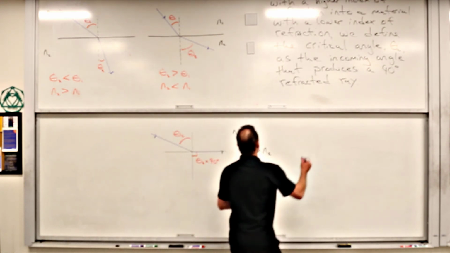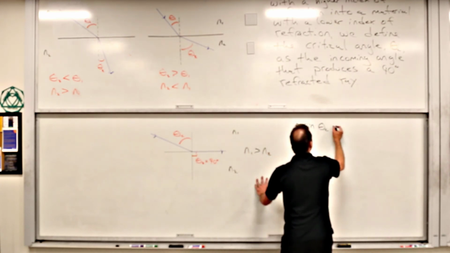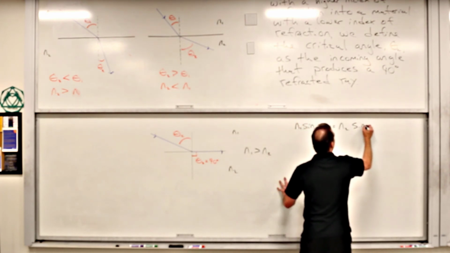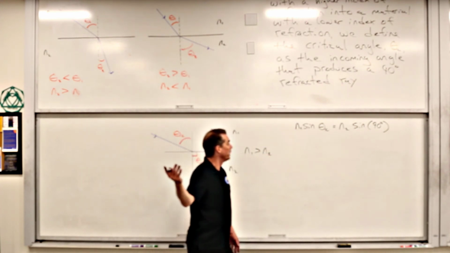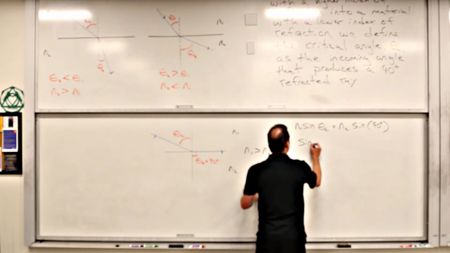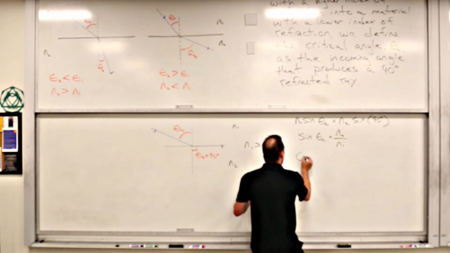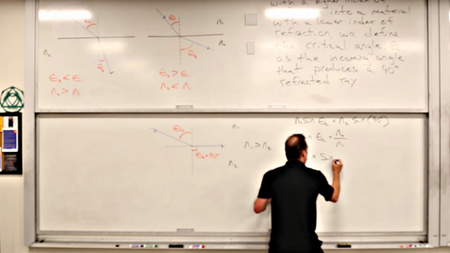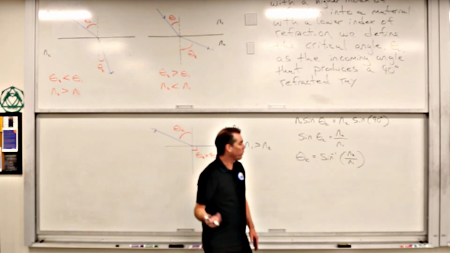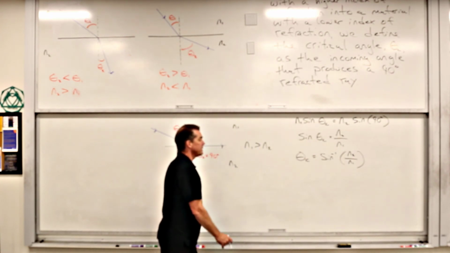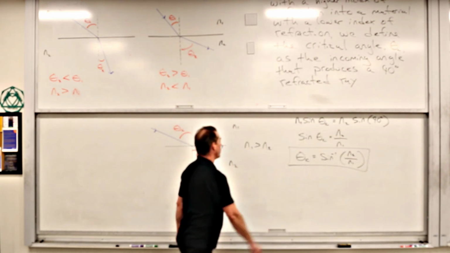So let's look at this. We've got N1 times the sine of theta sub c is going to be N2 times the sine of 90 degrees. Well, the sine of 90 degrees is just equal to 1. So we've got that the sine of theta sub c is equal to N2 over N1, or theta sub c is equal to the arc sine of N2 over N1, which is only a defined quantity if N2 is less than N1. So this is how we define the critical angle.